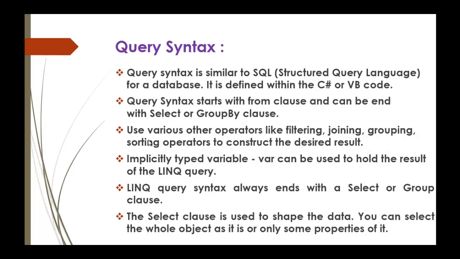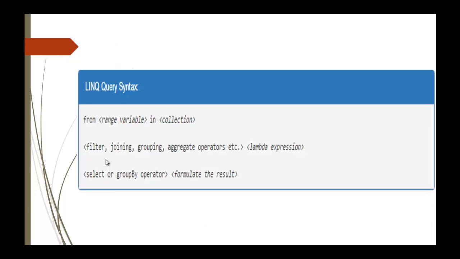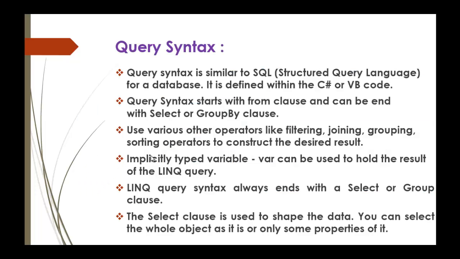Coming back to the third point, it tells us it uses various other operators like filtering, joining, grouping, and sorting operators to construct the desired result. Let us understand this clearly. You can observe here the starting point is the from operator and the ending point will be the select or group by operator. In the middle, you have to use some operators to get the desired result. Say you have a set of students. If you want to filter the students whose age is less than 10, then we have to use the filter operators. Similarly, if you want to join few things, then we use joining, and if you want to group a set of students, then we use the group operator, and similarly the aggregate operators. It finally tells you that to get a desired result, we have to make use of a set of operators to do that work.